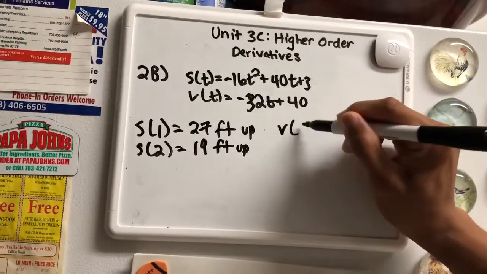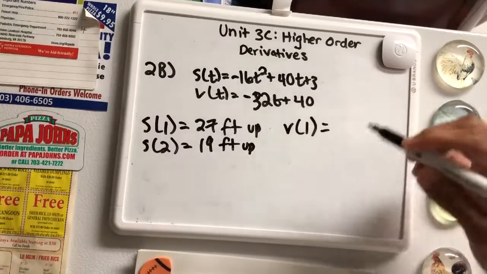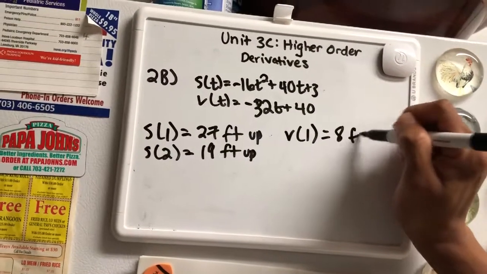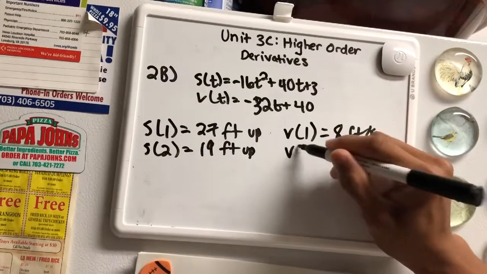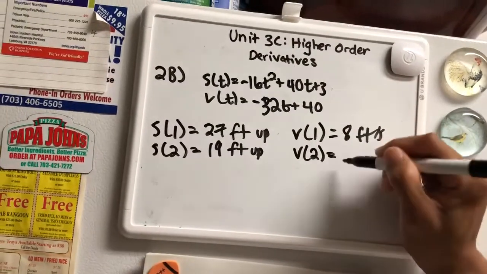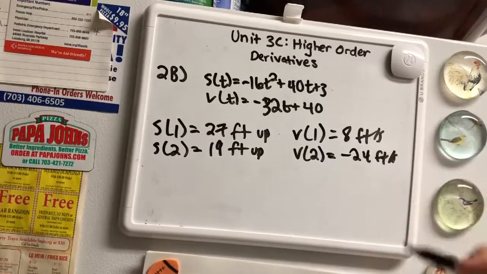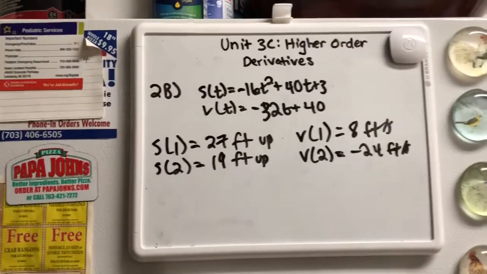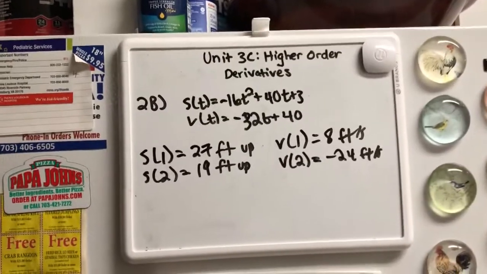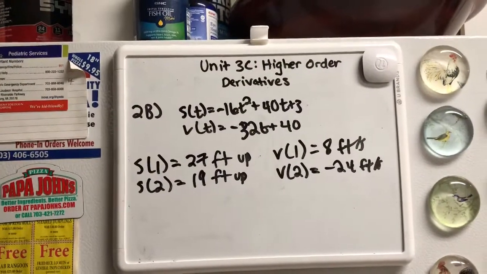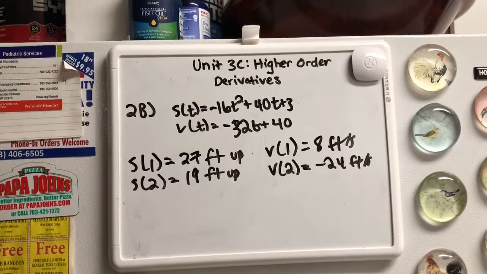And for the velocity function, we plug in 1, we get 8 feet per second. And when we plug in 2, we get negative 24 feet per second. So when the ball is at 1 second in its flight, it's going at 8 feet per second. And when it's 2 seconds into its flight, it's going negative 24 feet per second because it's going down.